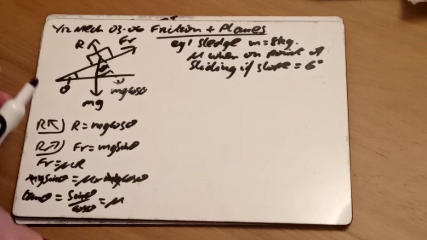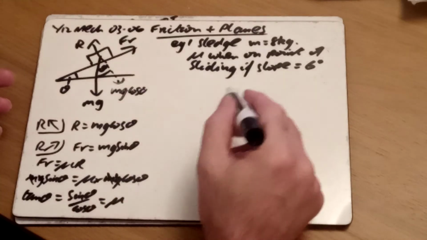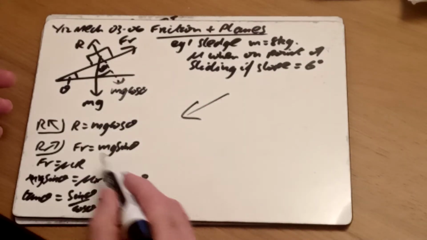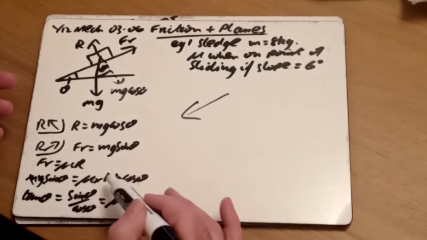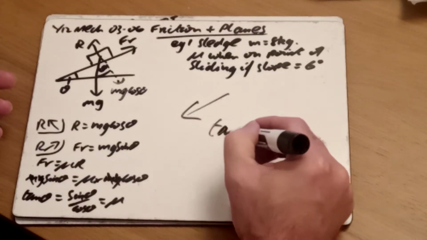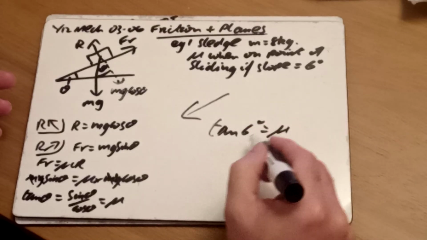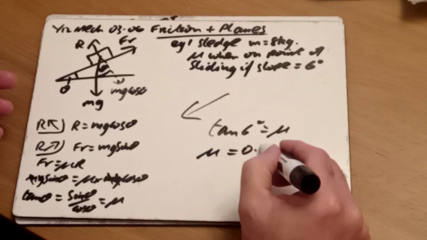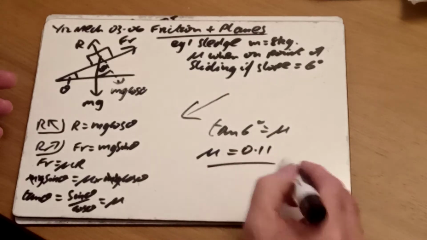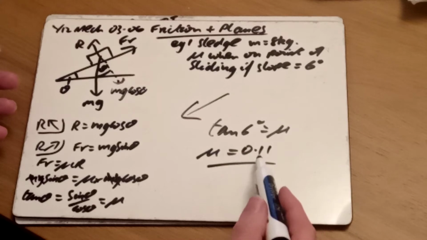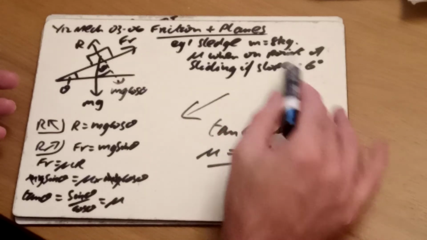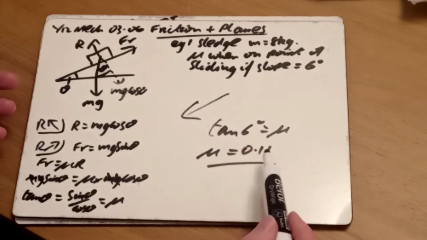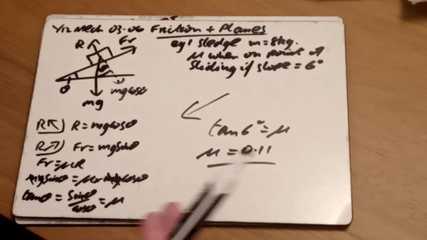So how to find mu then? I just went tan 6 equals 0.105. So in this case here, I can just do what I've done over this side. The fact is the mass of 8 kilograms was irrelevant because the mass cancelled out, the weight cancelled out, and I got that tan 6 degrees is equal to mu, which is 0.105 or 0.11. I wouldn't go beyond 2 figures because I haven't really used g. g cancelled out, so I'll be quoting 0.1 or 0.11 in that case there. Okay.